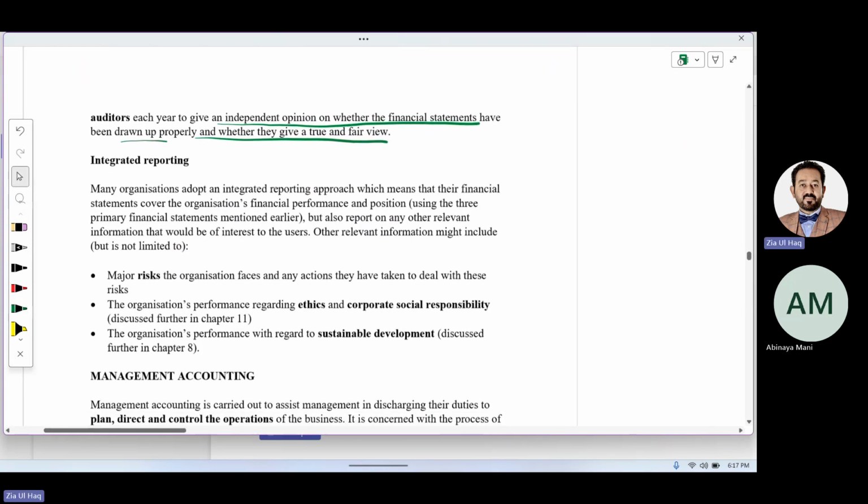What is integrated reporting? A company produces annual reports every year.